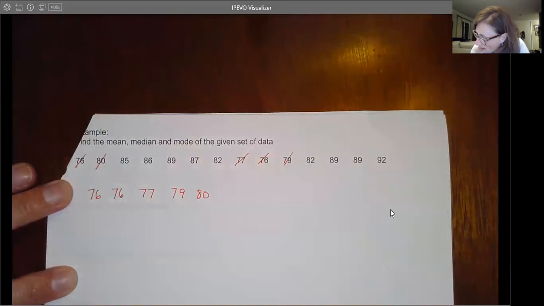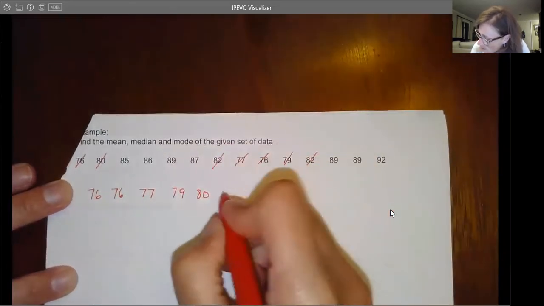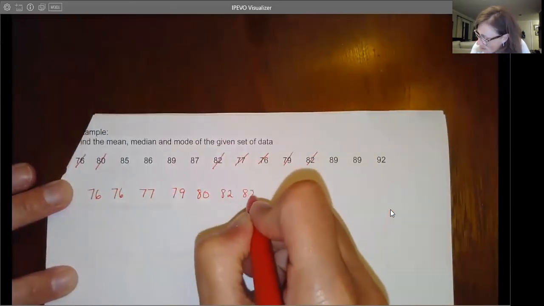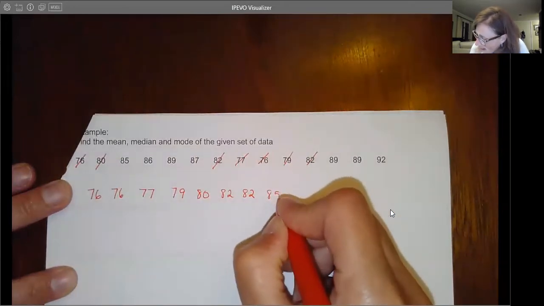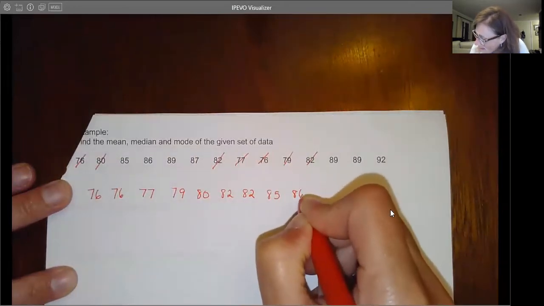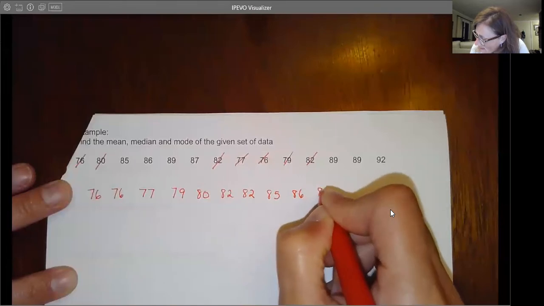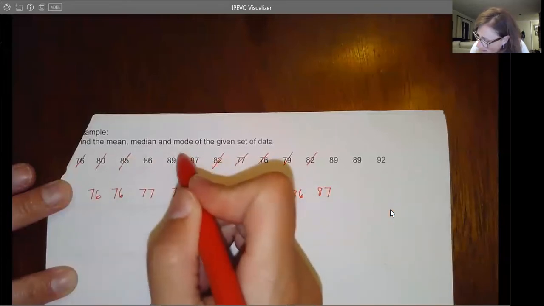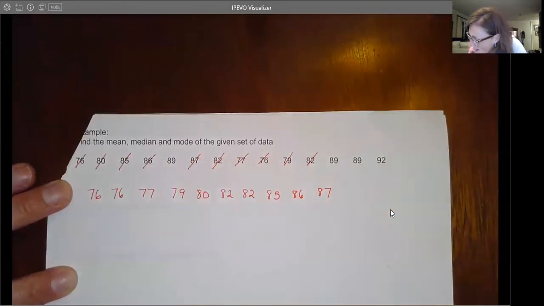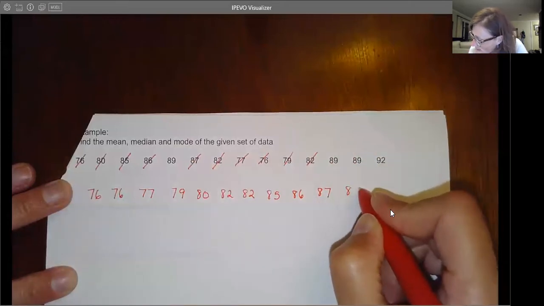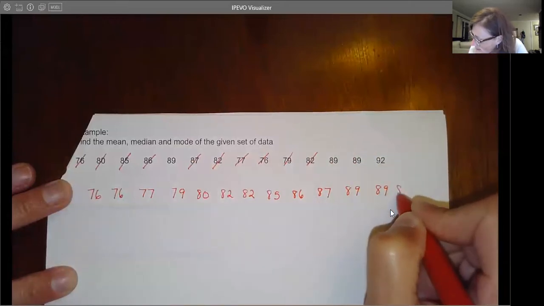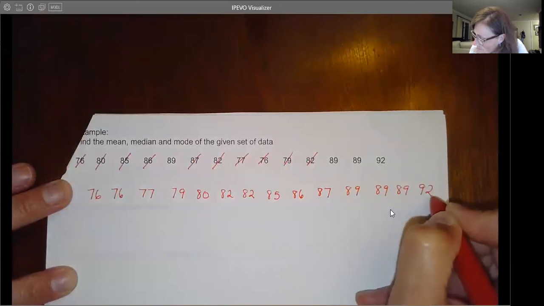No 81, but I see two 82s. No 83, no 84, but I see an 85 and an 86 and an 87. I see three 89s. And then a 92.